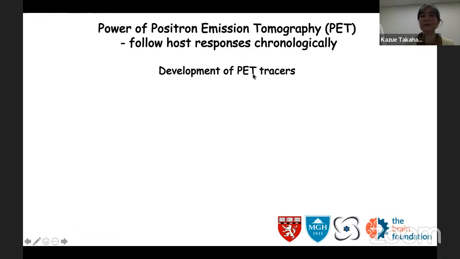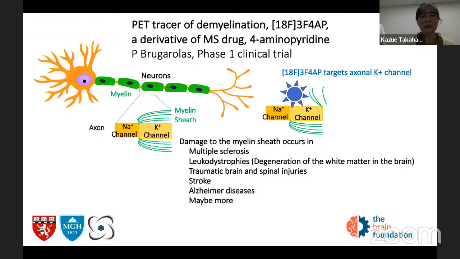Now, I'd like to touch a bit on what I'm primarily involved with, which is the development of PET tracers. To me, seeing is believing, but it is a painfully slow development for PET tracers actually. One of the successful tracers was developed by Dr. Brugarolas, and it's in a phase 1 clinical trial. It's 3F4AP, a derivative of the MS drug 4-aminopyridine.